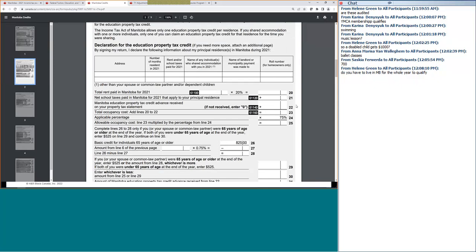Okay. Most of the time, owners do not claim this because owners already get this credit in advance on their property tax bill. So most of the time, when you get your property tax bill, if you are an owner, you're going to notice at the bottom of it, there's going to be a little credit. Used to be $700. Last year was $525. If you see that credit, it means you've already gotten this. You can't get it again.